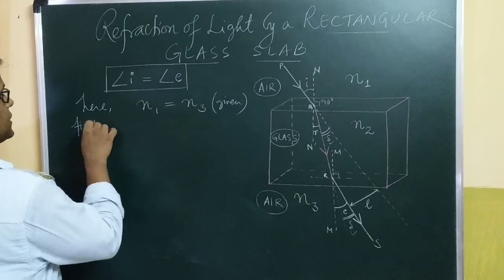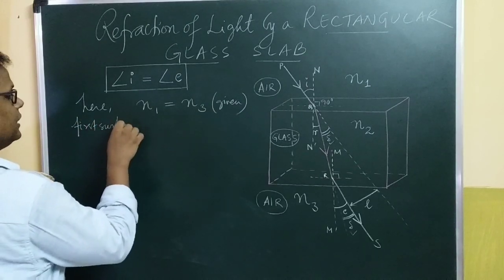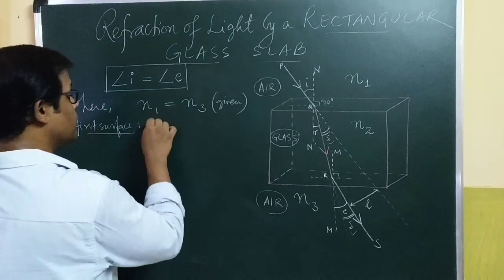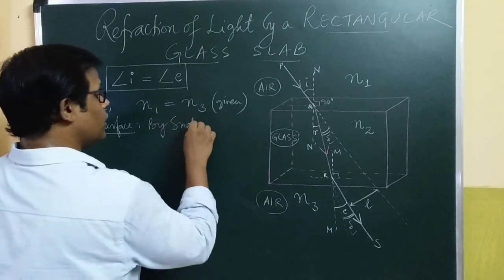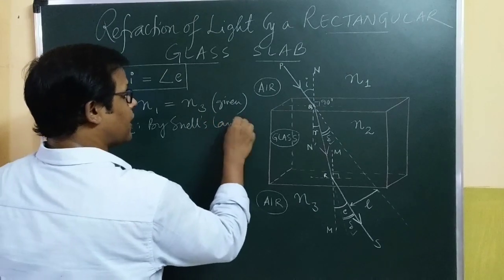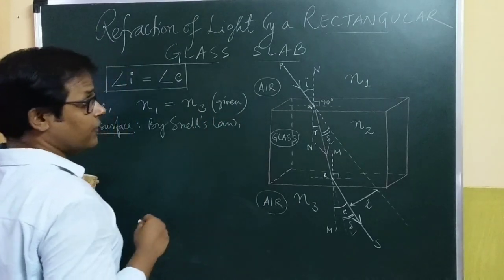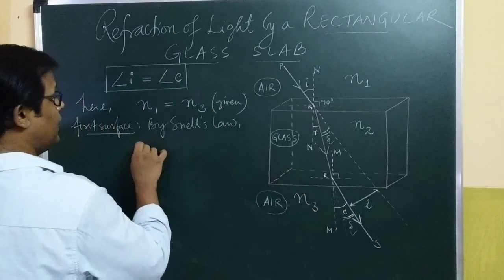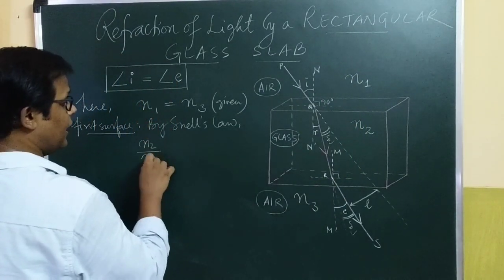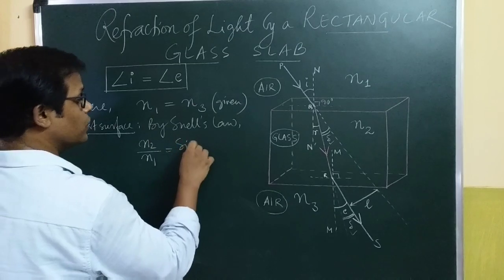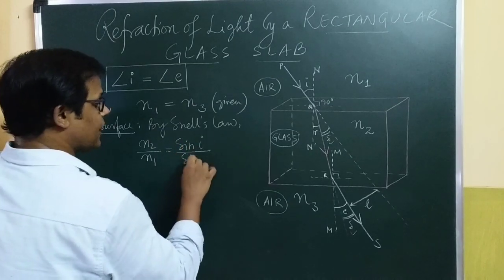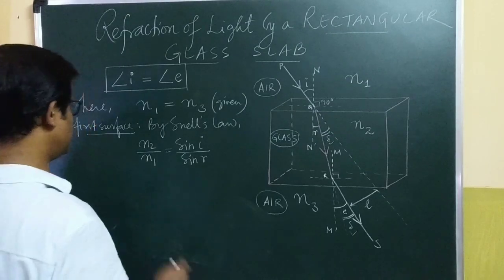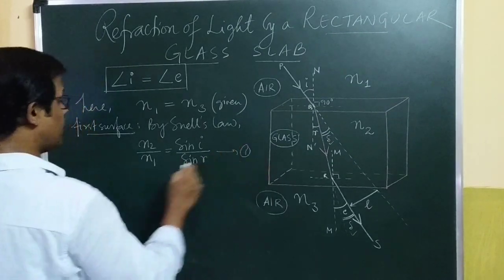For the first surface, or the first interface, as you will say, apply Snell's law. So by Snell's law, if you observe and write an equation for the refractive index, then I should find what? N2 by N1 should be equal to sine I by sine of R. Simple. You know that? Good. So let us call it equation number 1.